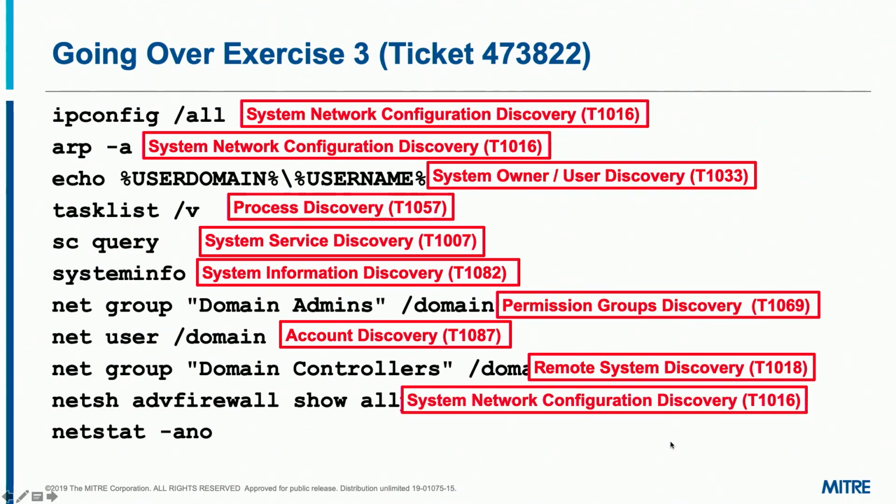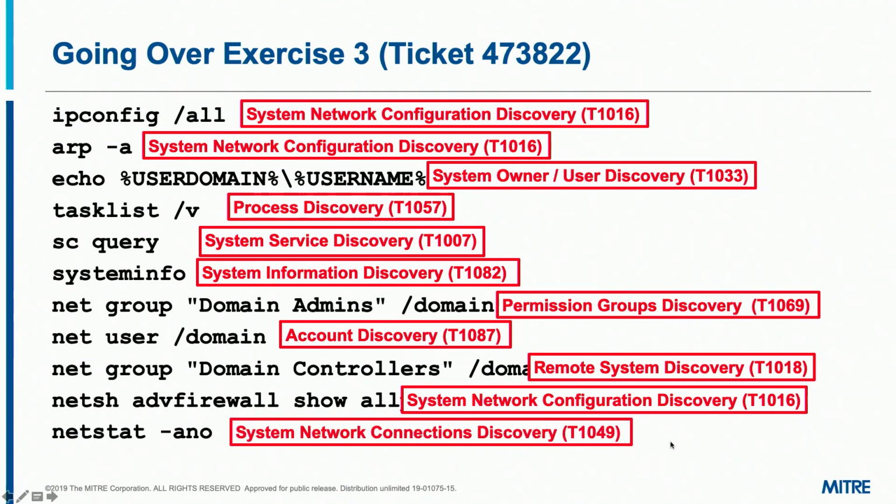NetSH firewall. So this is showing, again, system network configuration discovery. And then finally, netstat -ano is showing all the connections that the system currently has. And so this is system network connections discovery.